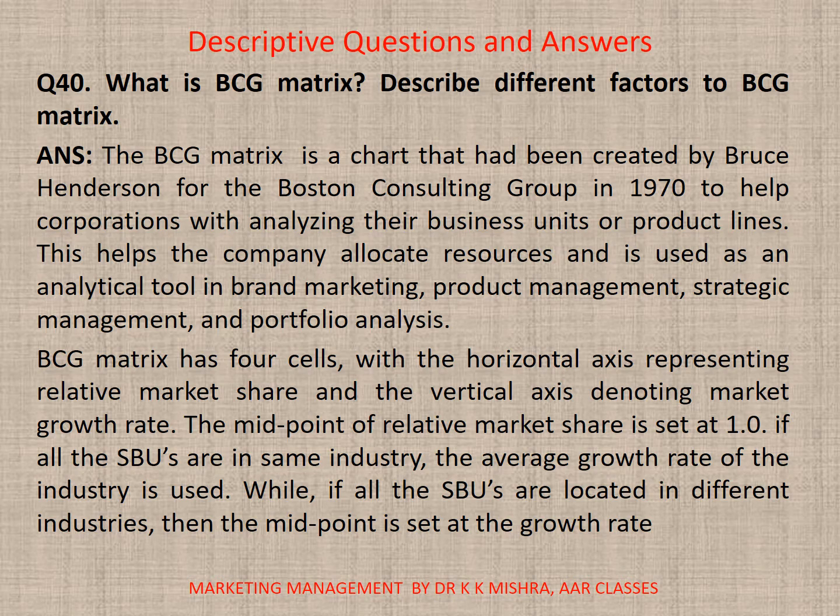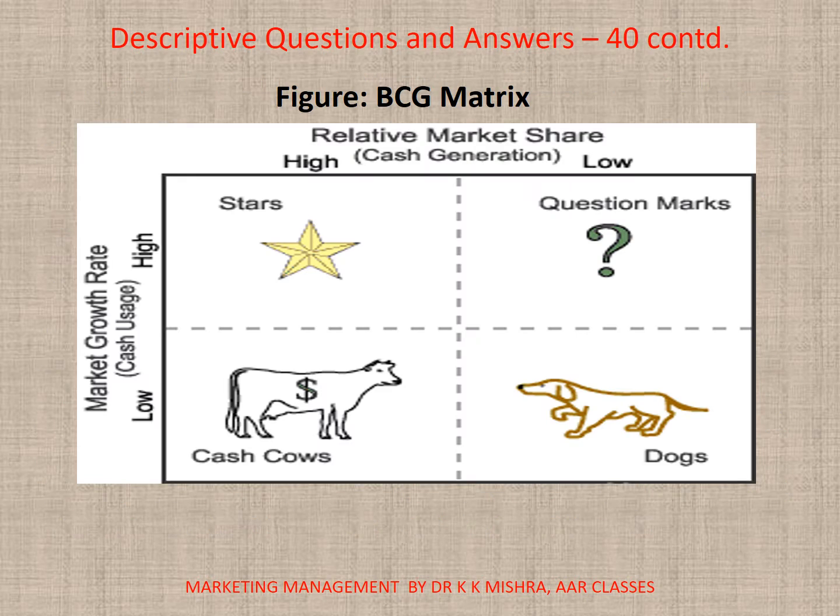and portfolio analysis. The BCG Matrix has four cells with the horizontal axis representing relative market share and the vertical axis denoting market growth rate. The midpoint of relative market share is set at 1 if all the SBUs are in the same industry. The average growth rate of the industry is used. While if all the SBUs, meaning strategic business units, are located in different industries, then the midpoint is set at the growth rate. That's how the BCG matrix looks like. Four quadrants are there: dogs, question mark, stars, and cash cow.